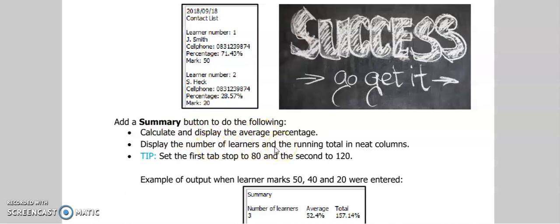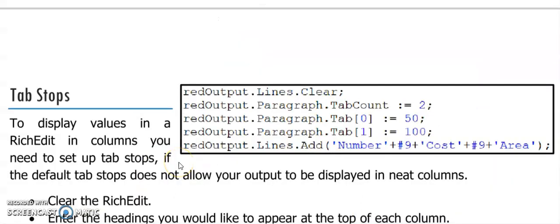Before you start with setting up the neat columns, I'm going to explain tab stops to you. So wait before you press pause. To produce these neat columns, we might want to change where the default tabs stop. There's a few steps that we need to take to set up our tab stops correctly.